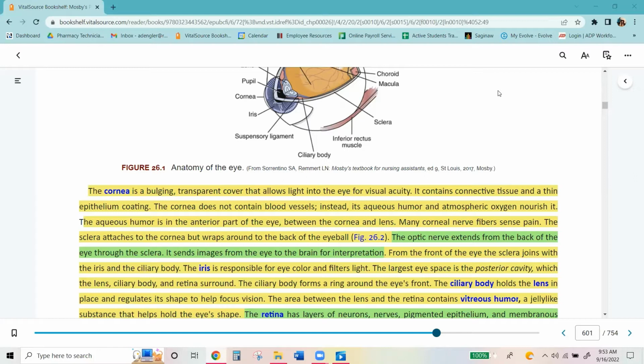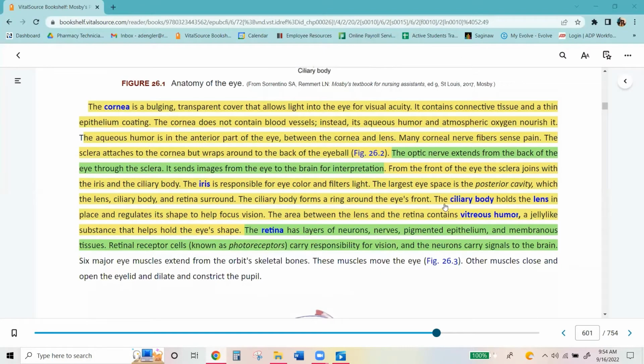From the front of the eye, the sclera joins with the iris and the ciliary body. The iris is responsible for eye color and it filters light. The largest eye space is the posterior cavity, which the lens, ciliary body, and the retina surround. The ciliary body forms a ring around the eye's front. It holds the lens in place and regulates its shape to help focus vision. The area between the lens and the retina contains vitreous humor, a jelly-like substance that helps hold the eye's shape. The retina has layers of neurons, nerves, pigmented epithelium, and membranous tissues. Retinal receptor cells, known as photoreceptors, carry responsibility for vision, and the neuron carries signals to the brain.